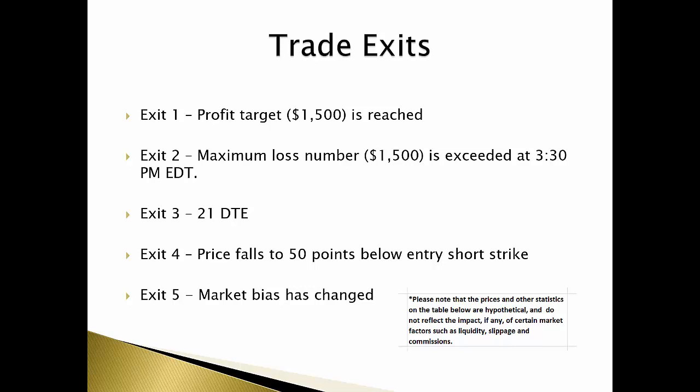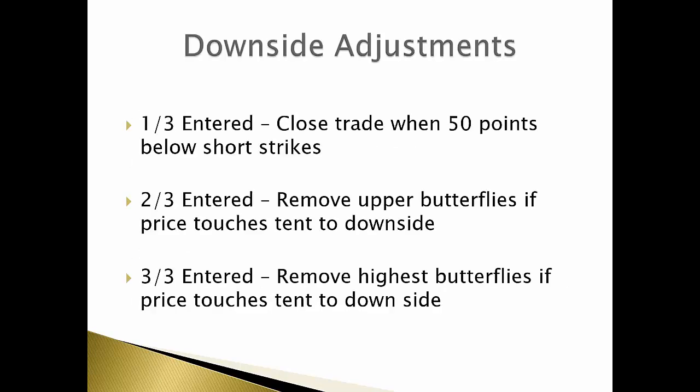If the price falls 50 points below the entry short strike, we're also going to exit. Or if our market bias for some reason has changed, that would be another good reason to exit. In other words, you entered the trade and your bias was bearish, and for some reason something happened during the trade and you decided, well, I'm no longer bearish anymore. I think I'm going to leave. So I think those are all legitimate reasons to exit.